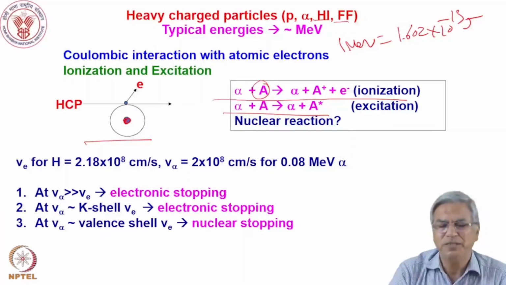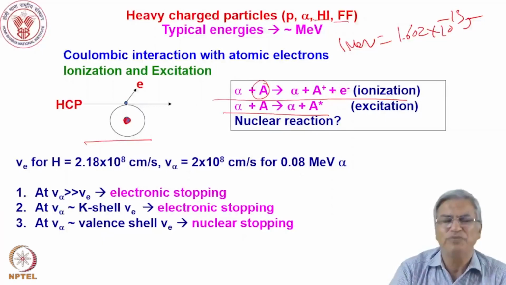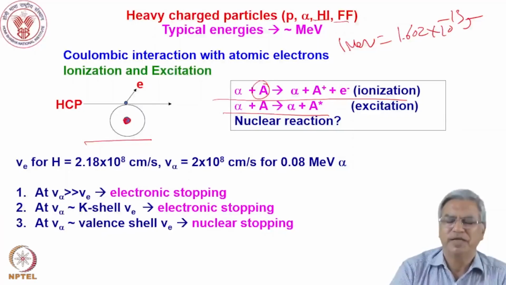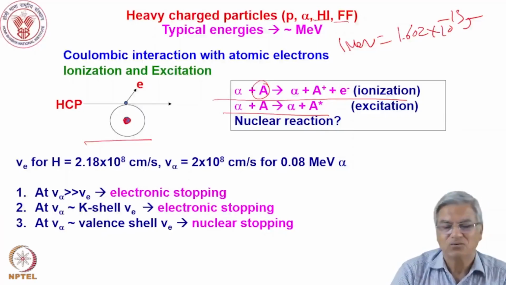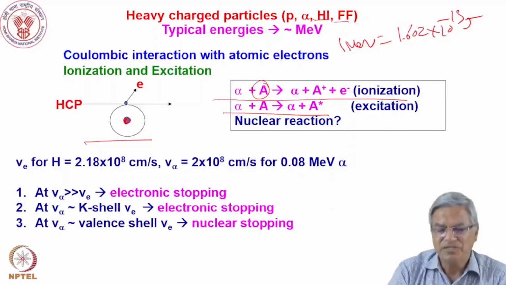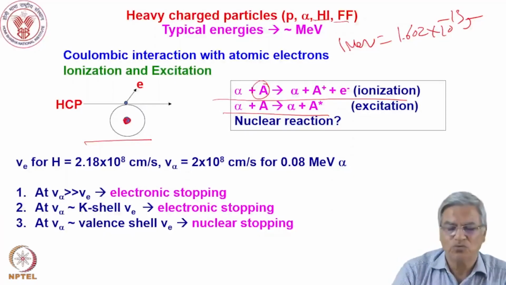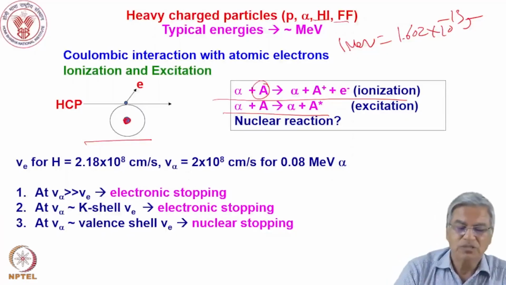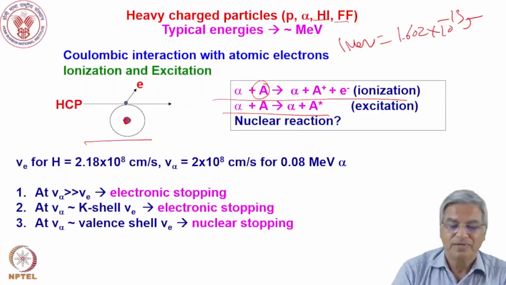So predominantly, for the energies we are talking about, for alphas and protons of a few MeV, it is mostly electronic interaction, interaction with electrons, that is Coulombic interaction. So ionization and excitation are the two modes of interaction. We will call it electronic stopping.